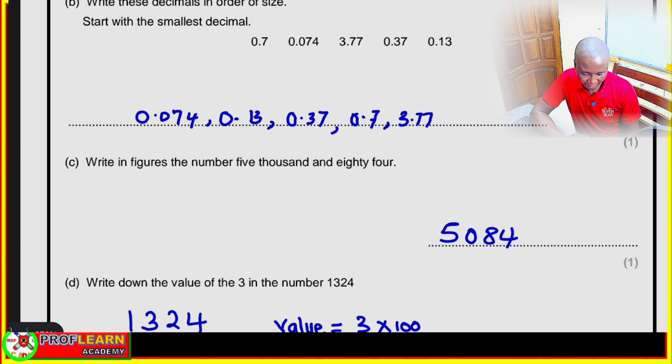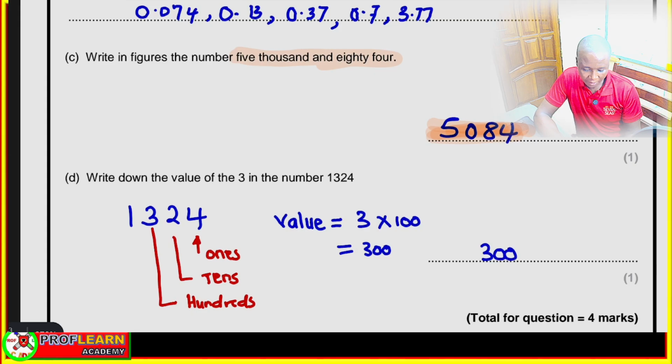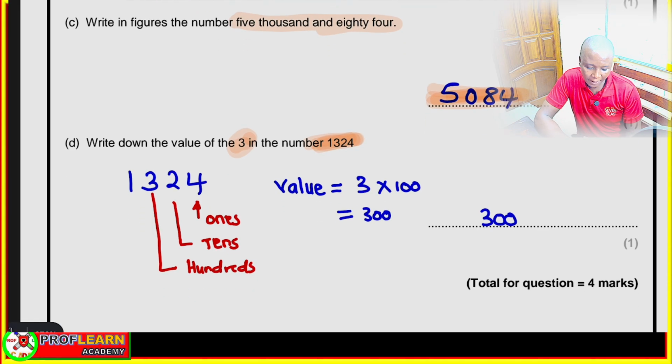Write in figures 5084. So that is basically what we are going to have in figures. And then you can be asked to work out the value of a digit in a given number. The first thing that I did here was start by writing the place values. This is ones, and then this is tens, and then we have 3 being 100.